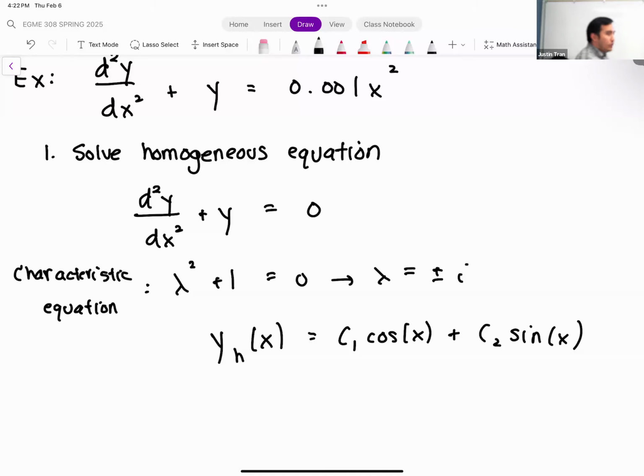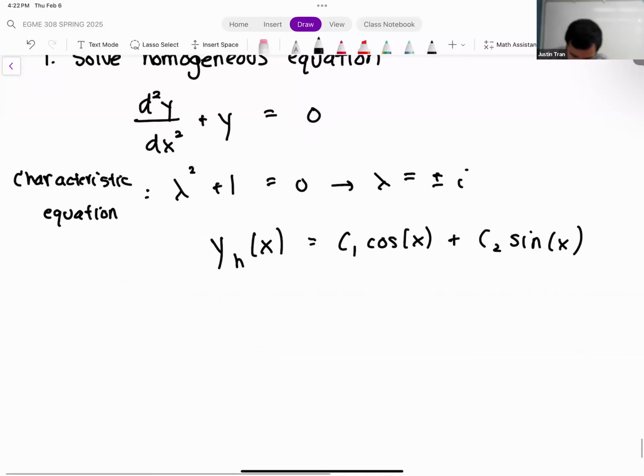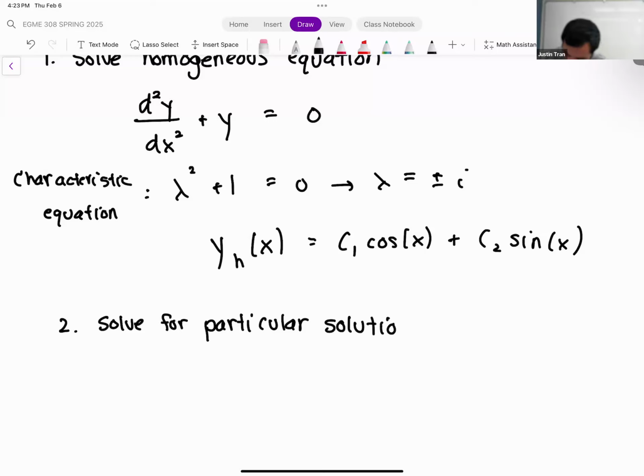So I did that fairly quickly, but we've seen this so many times before. Any questions on up to this point in the problem? Okay. All right, so step 2. Let's go ahead and solve for the particular solution. And of course, we're going to be using the method of undetermined coefficients.